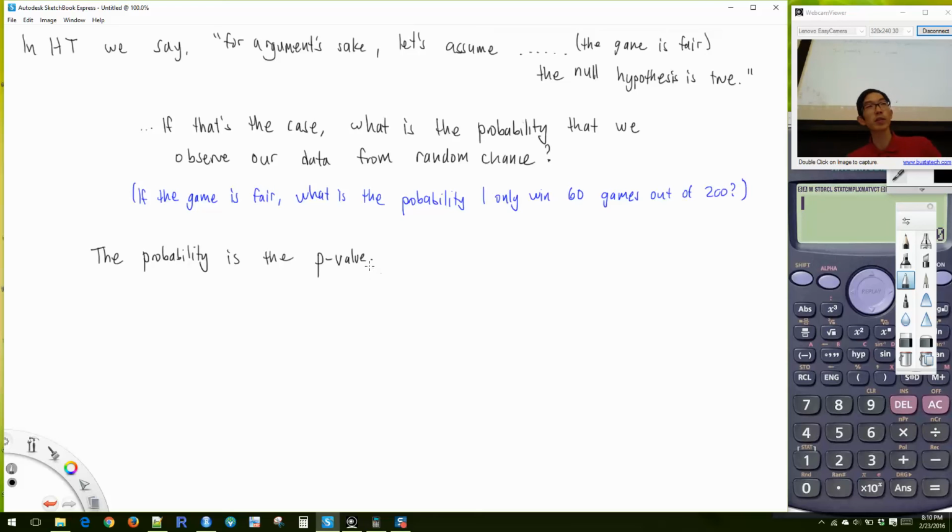So if the p-value is a probability, what's the biggest number you can get for the p-value and what's the smallest number you can get? 0 and 1. So the p-value is always going to be between 0 and 1. So if in your work you ever get a number outside of 0 and 1, you know you've done something wrong.